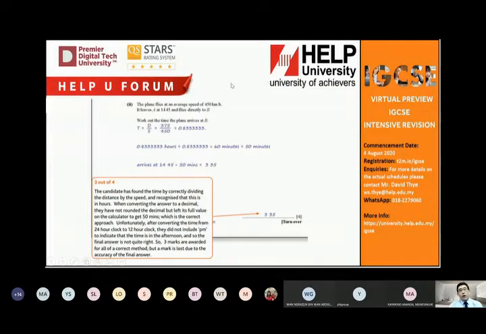Another thing that I will definitely go through with students during this intensive revision course is the do's and don'ts for your paper. For example, for this question: the plane flies at an average speed of 450 kilometers per hour. It leaves A at 14:45 and flies directly to B. Work out the time the plane arrives at B.